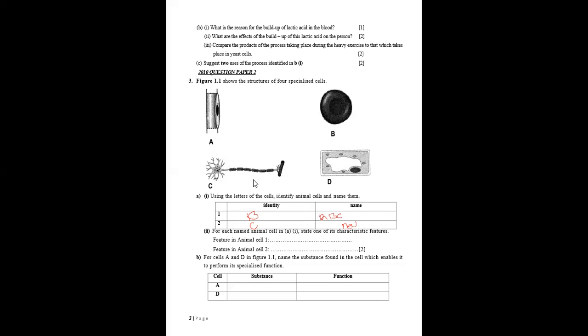Then animal cell 2. It is long. This one. It is long structured. Its length is covered with the myelin sheath, one end has a nucleus and a number of dendrons.